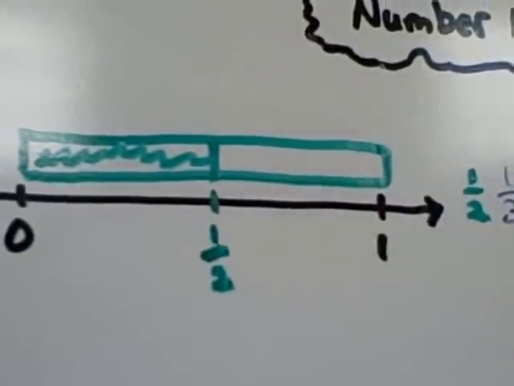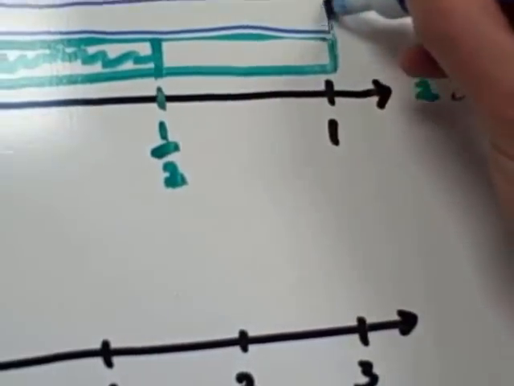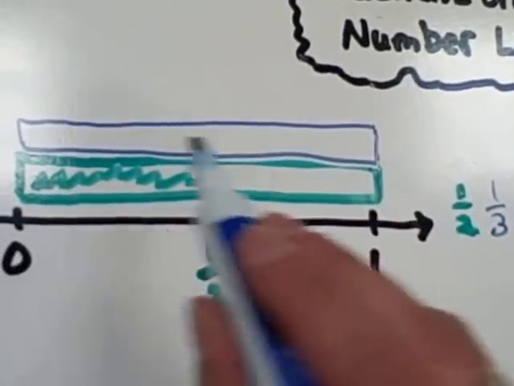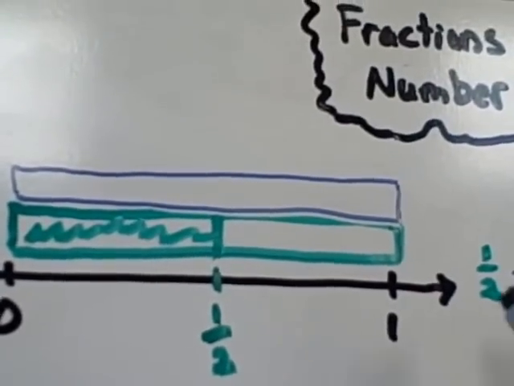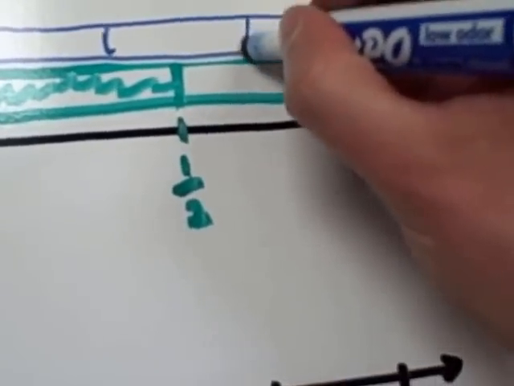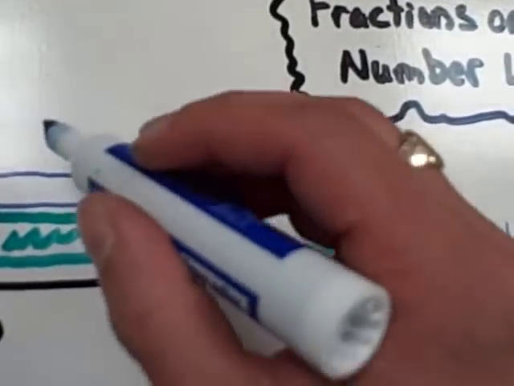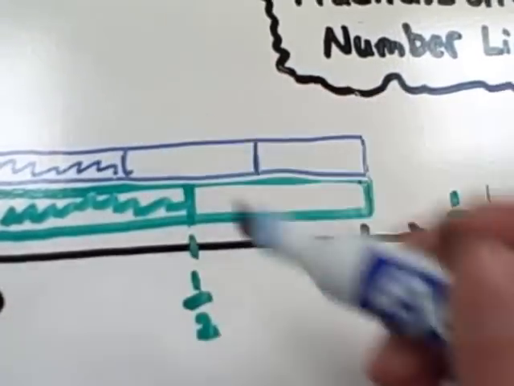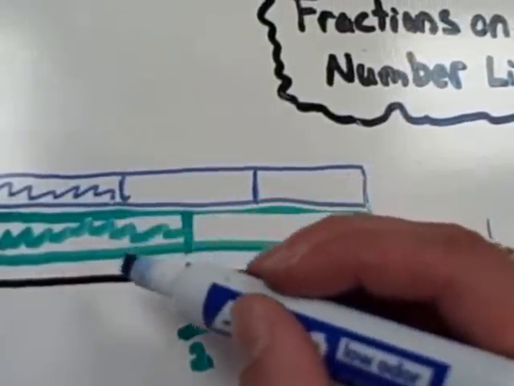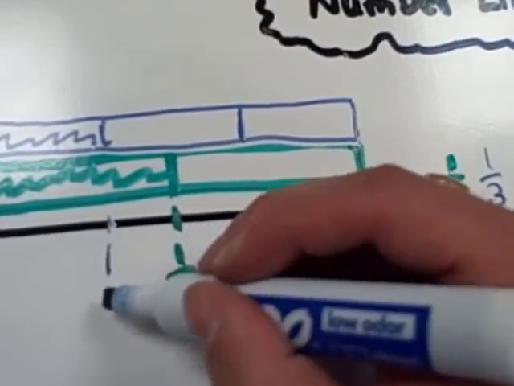Pretty good so far. Let's try 1/3. In order to find it on the number line, I'll make another fraction bar. Still one whole, but this time I'm going to divide it into thirds, or 3 equal parts. It's about thirds right there. And I'll shade in 1. Looking where it corresponds on the number line, 1/3 would be about there.